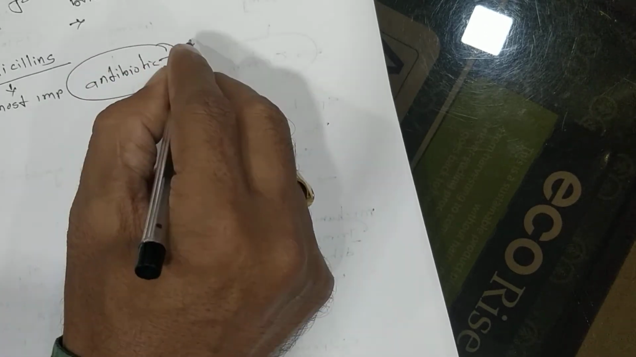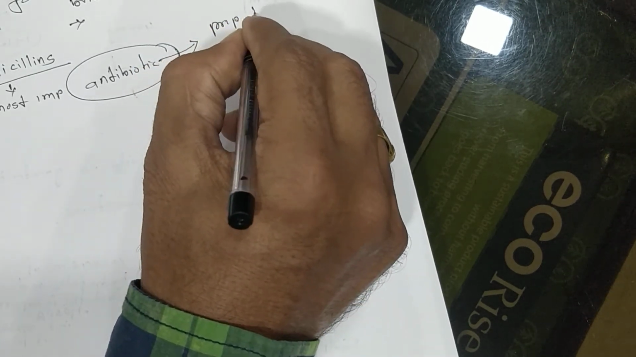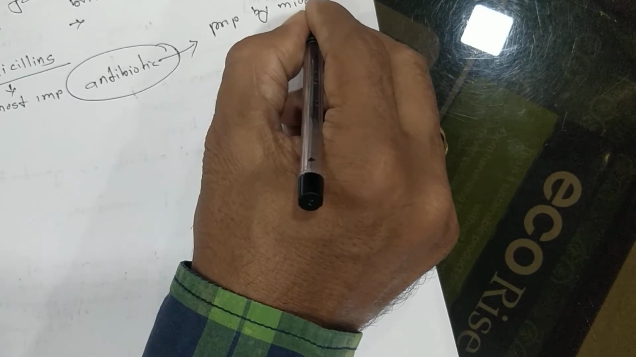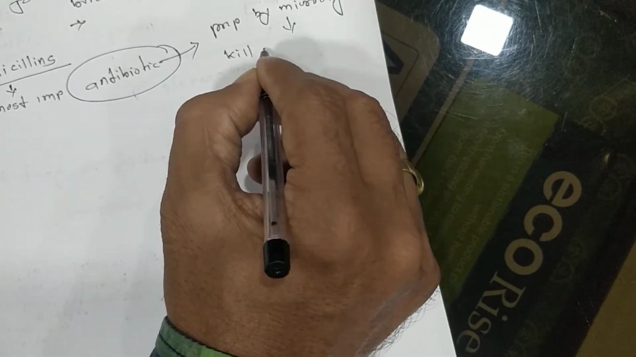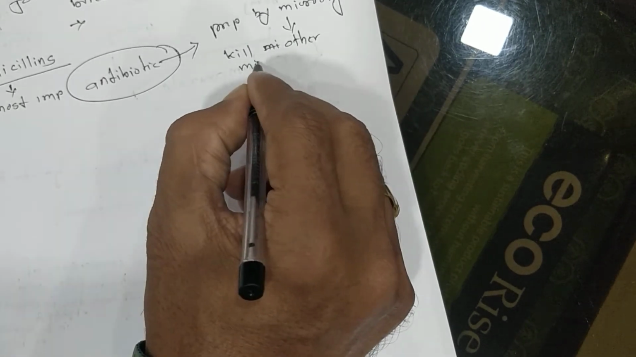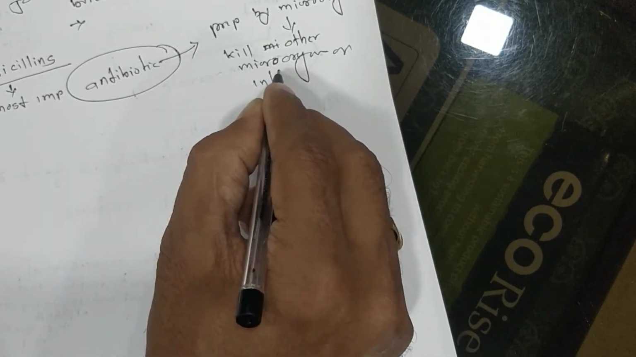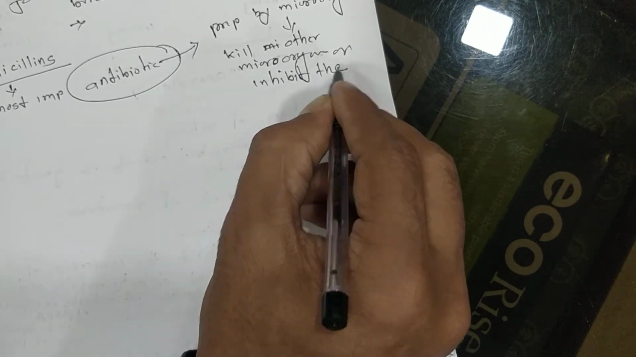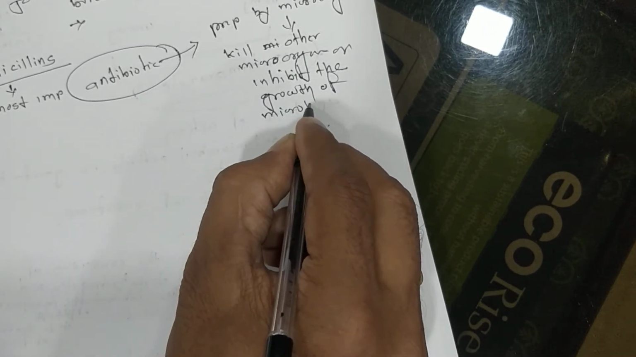Antibiotics are the substances prepared by microorganisms, and they kill other microorganisms or inhibit the growth of microorganisms. That is called an antibiotic, and it is most important.